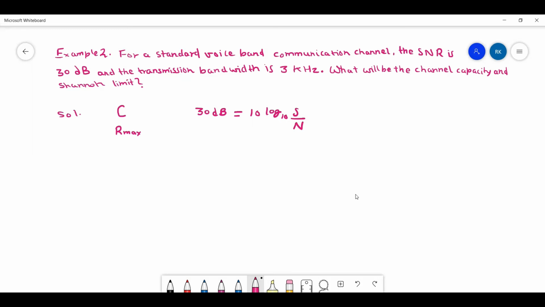So what is the value of SNR? Let's transpose these values and we will get the SNR is equal to 1000. Now we can directly substitute this SNR value into the formula of C. Formula of C is bandwidth multiplied with log of 1 plus S by N.